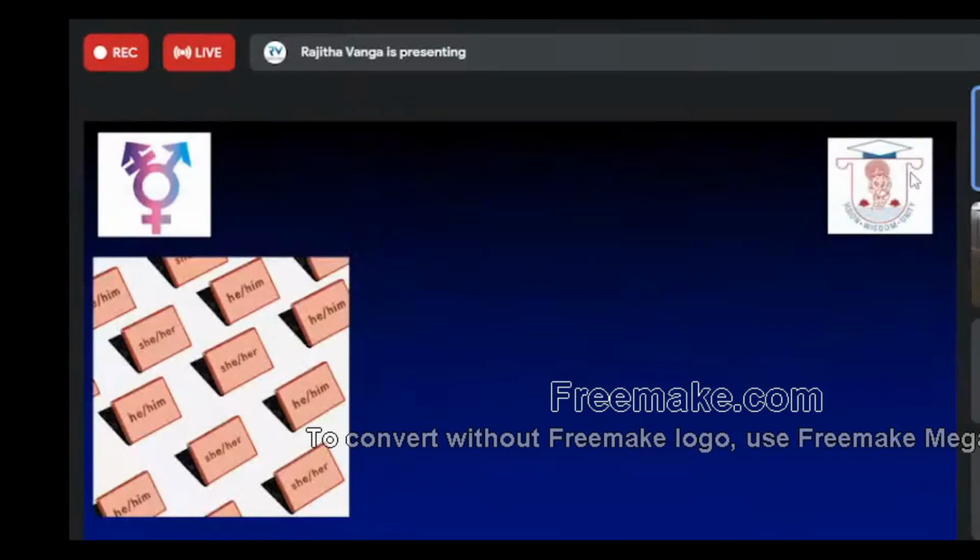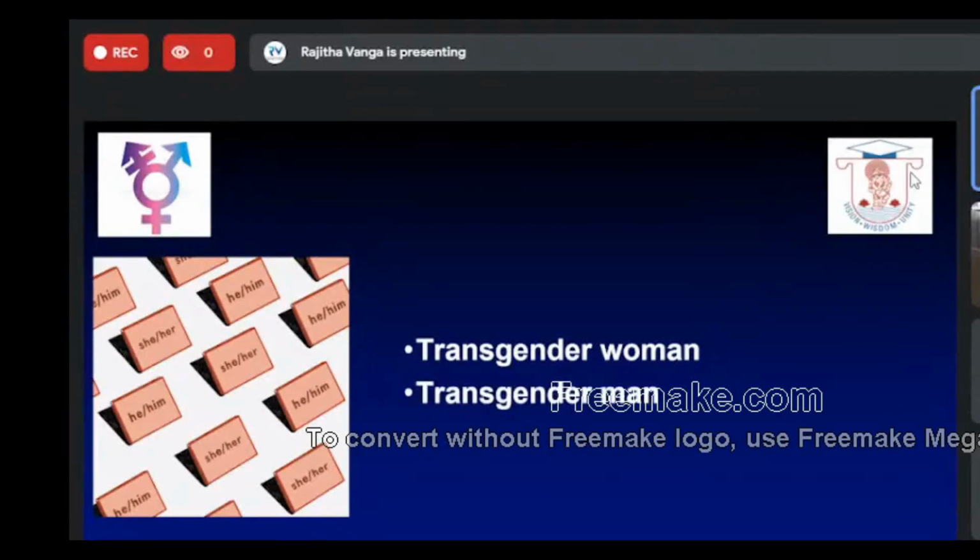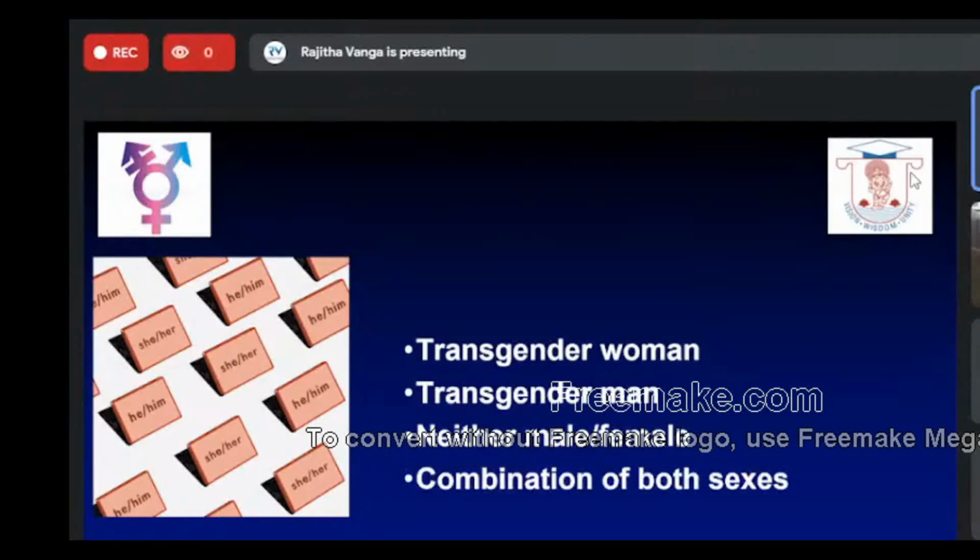So next, coming back to our transgender, gender identity and its role. In simple terms, a transgender woman lives as a woman today, but was thought to be a male when she was born. Similarly, a transgender man lives as a man today, but was thought to be a female. And some transgender people consider themselves neither male nor female, and some are a combination of both sexes.